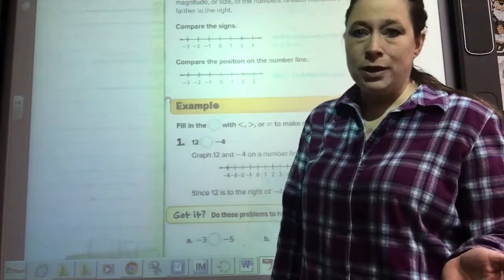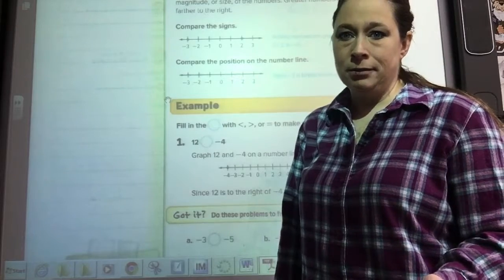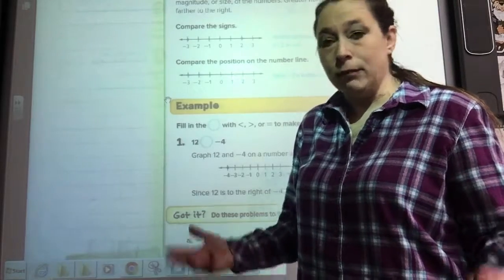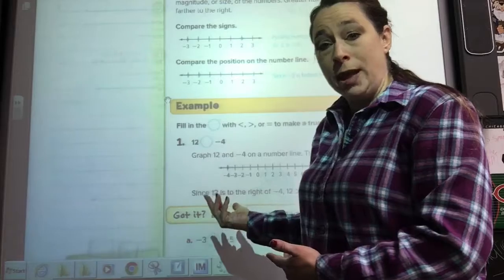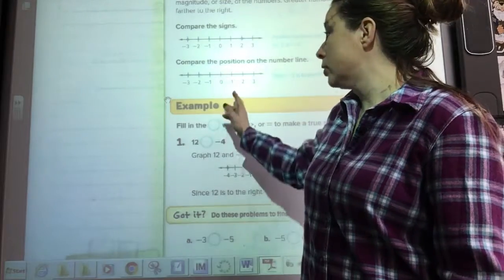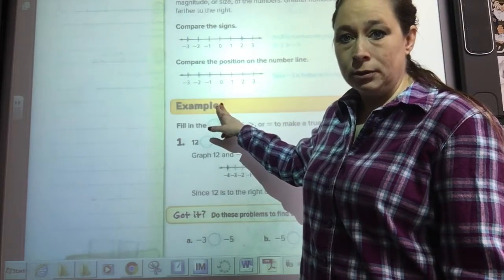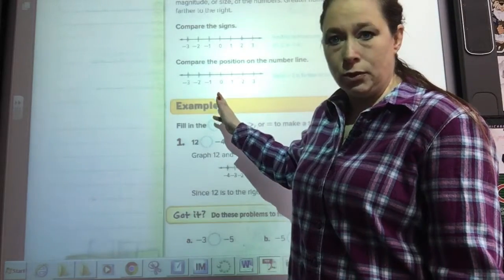It's like, would you rather owe $1 or would you rather owe $3? You'd rather owe $1. Well, I'd rather not owe anything. But if you have to owe money, you'd rather owe $1 instead of $3. So the closer you are to 0, the greater the number. And that's where most students get really confused.